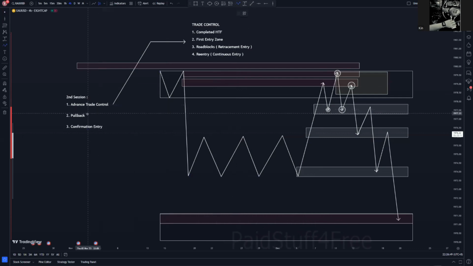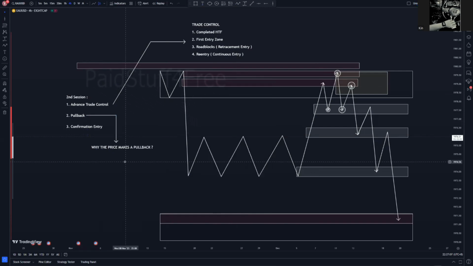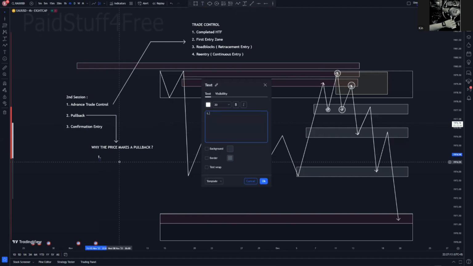Okay, about the pullback. There is a question that we're going to answer, which is: why does the price make a pullback? We need to answer this question, all right? The reason why the price makes a pullback, number one, is because of the opposite zone. The second one is because of the candle closing, all right?